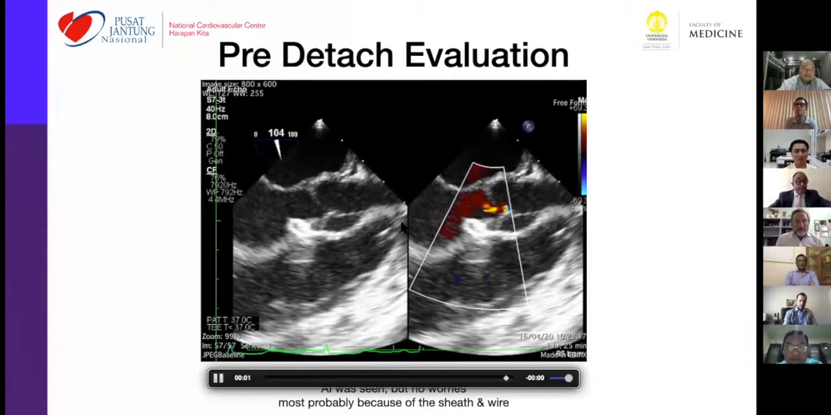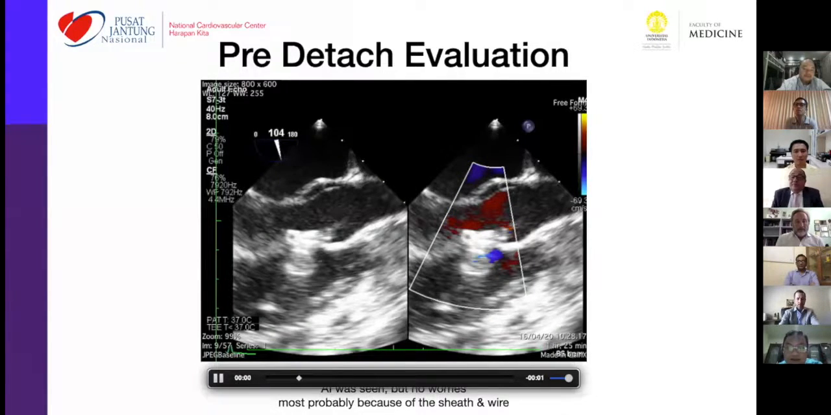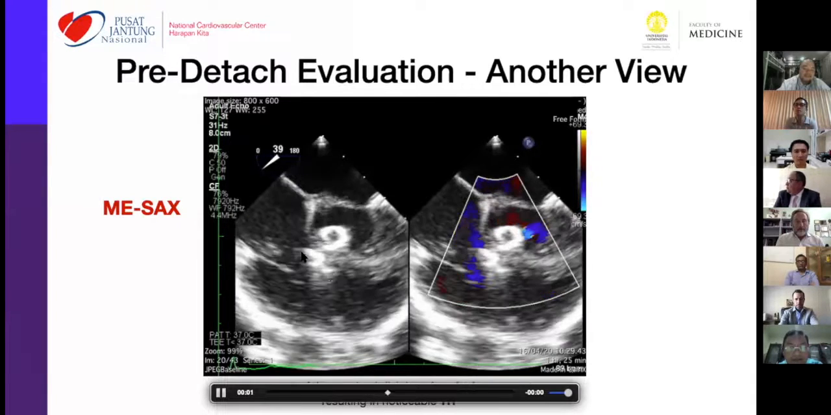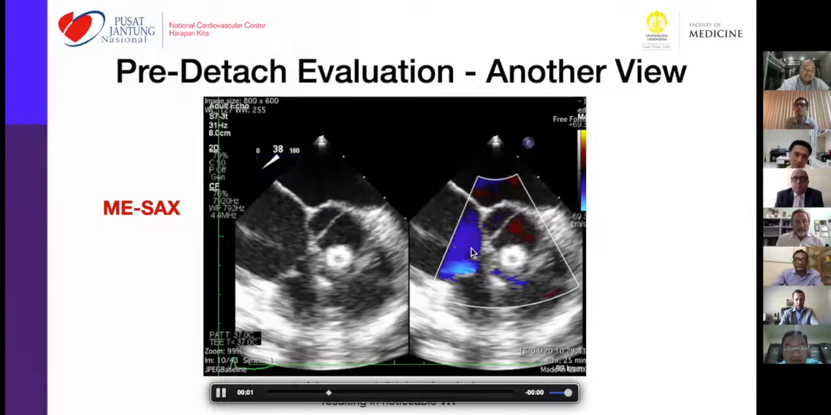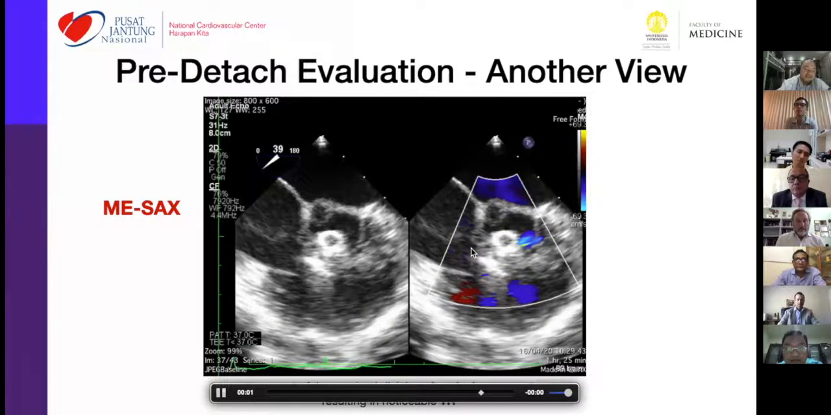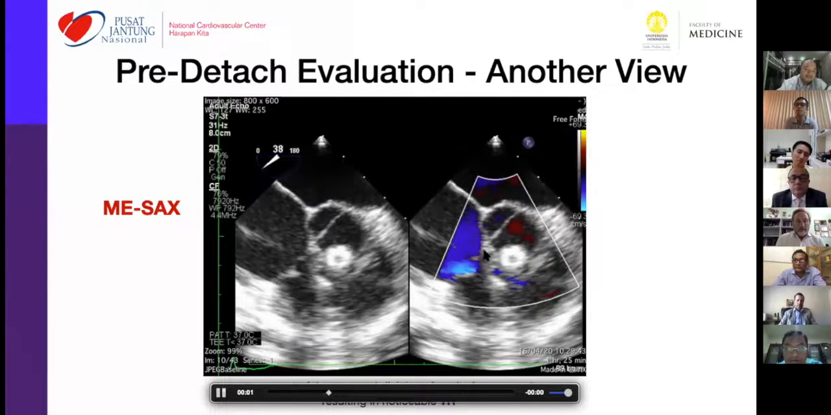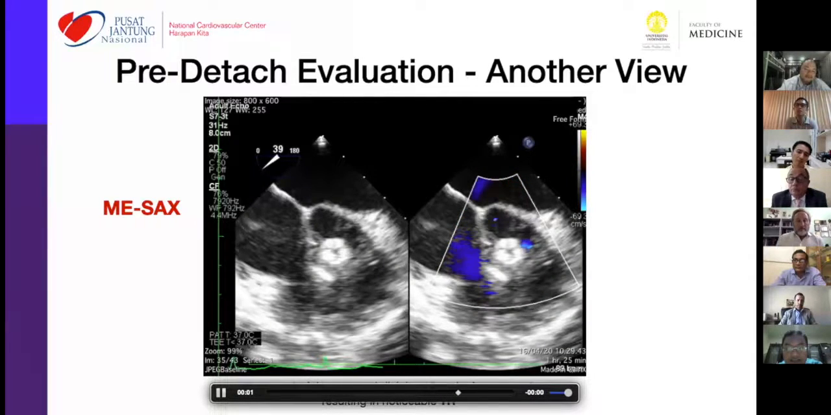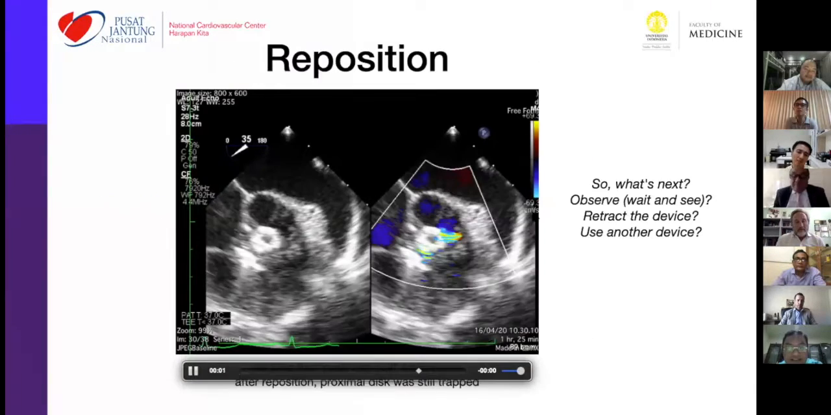After it deployed, it looks normal with trivial mild AR. But from the short axis, you can see there's a TR. From the evaluation before, there was only trivial TR, but the TR is increasing. So I thought at that time the device is clamped to the secondary chordae. So we did the reposition, and it's still there.